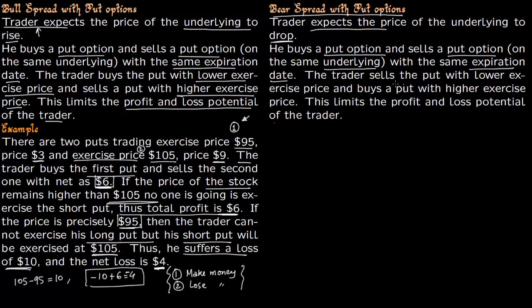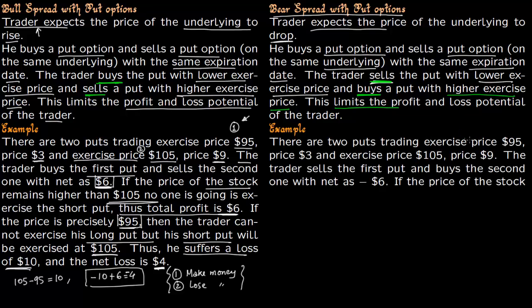So the trader sells the put with lower exercise price, and he buys the put with higher exercise price. Notice here, exactly opposite. And the same strategy will limit the profit and loss potential of the trader.